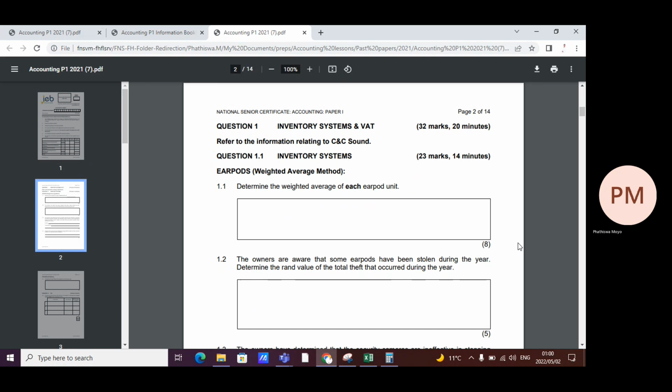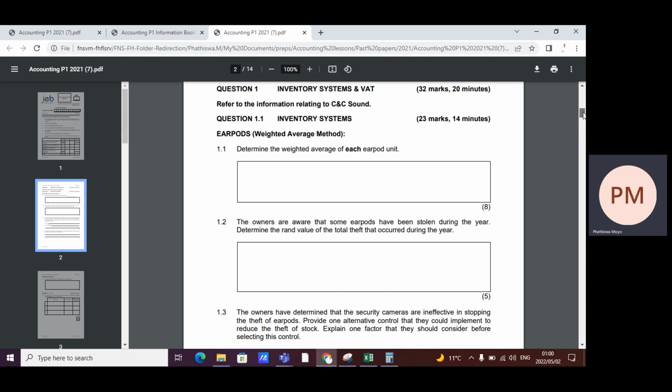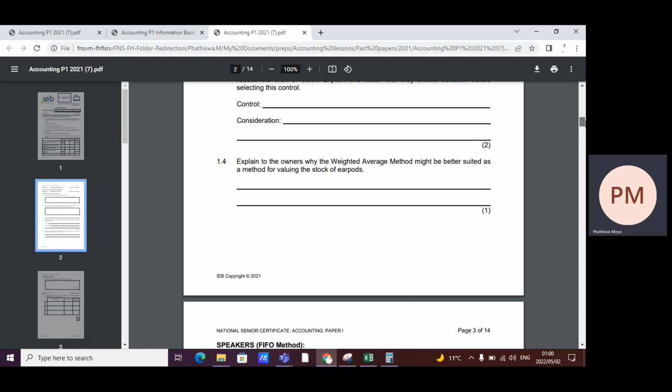I just want to look at the questions they had here. So we've answered, determine the weighted average, we've answered. You should be getting this 23 marks. It's really free. The owner, the stolen, we've answered. Explain why the weighted average might be better suited as a method of valuing stock for earphones. Okay, so I'll have to develop a slide for that.